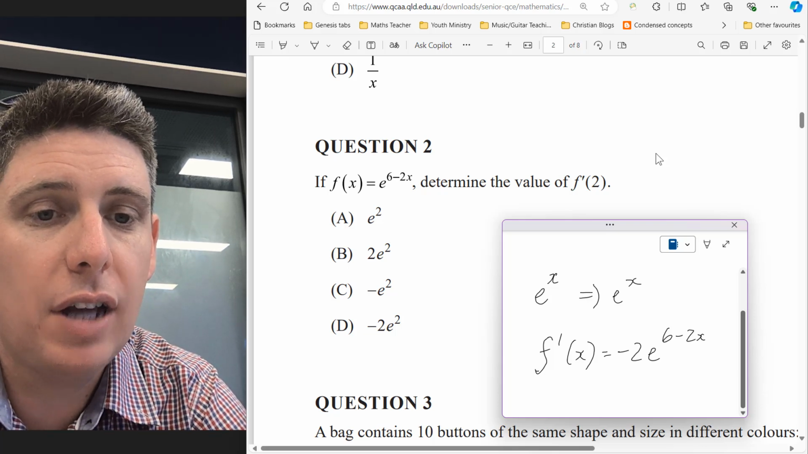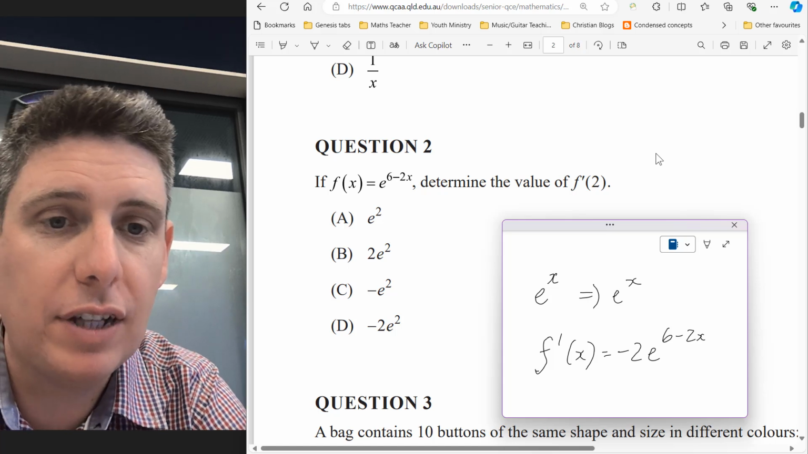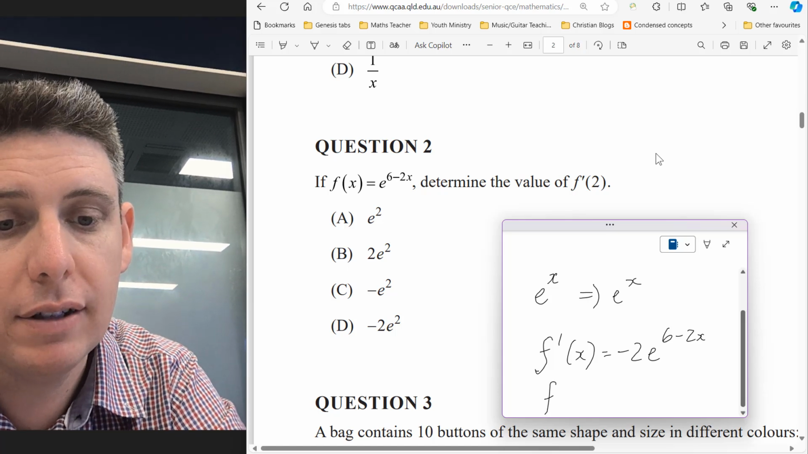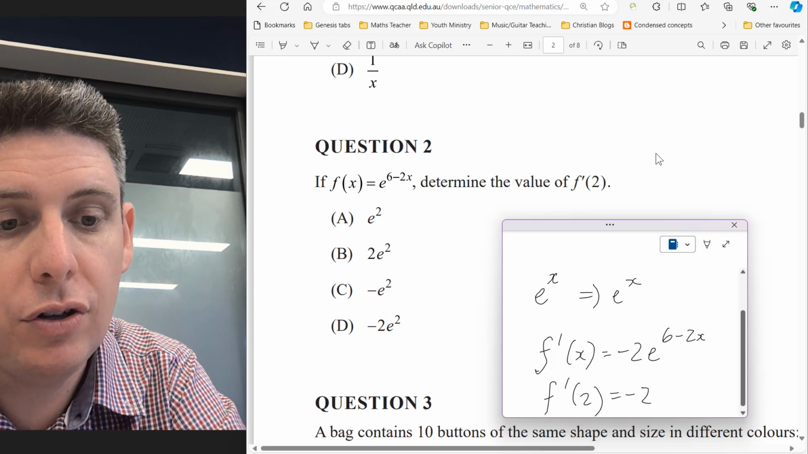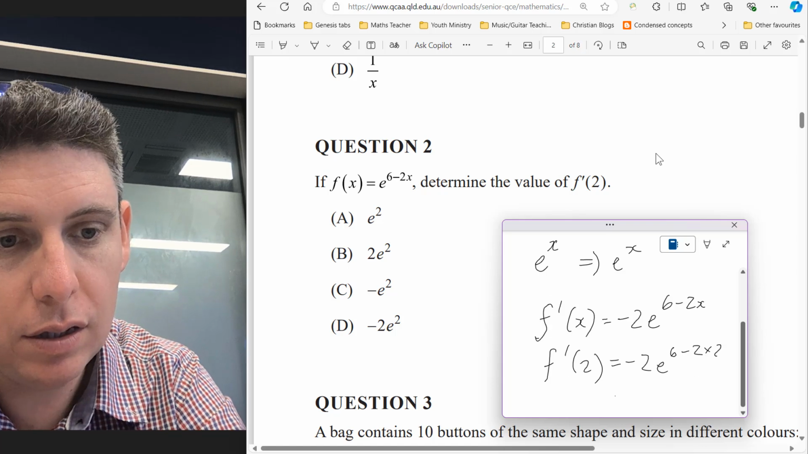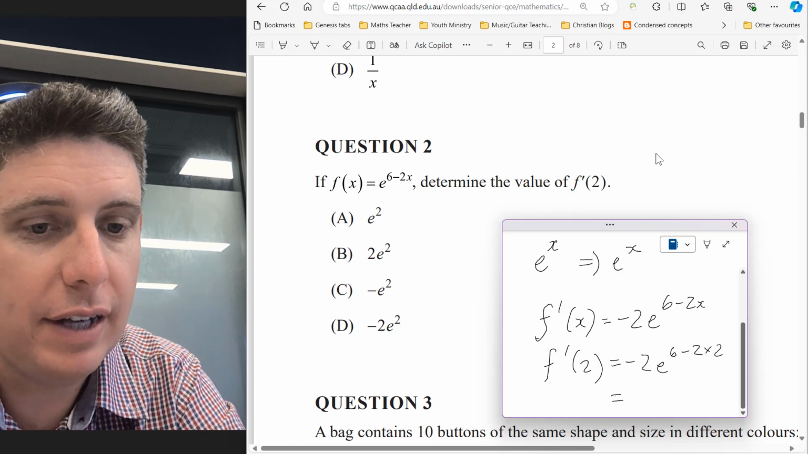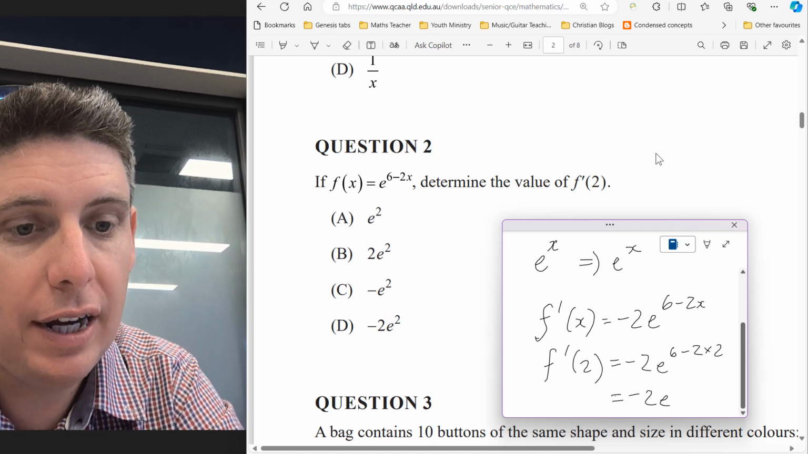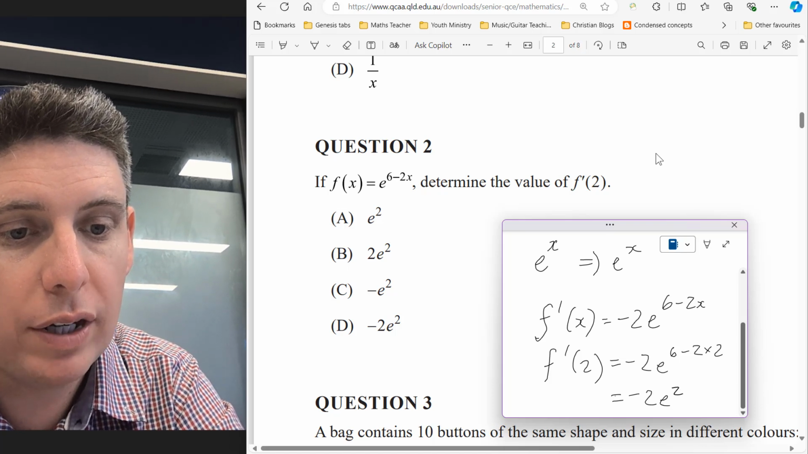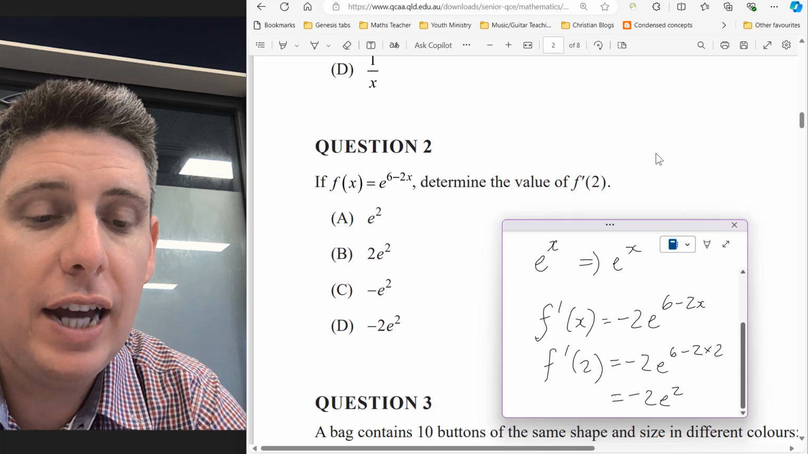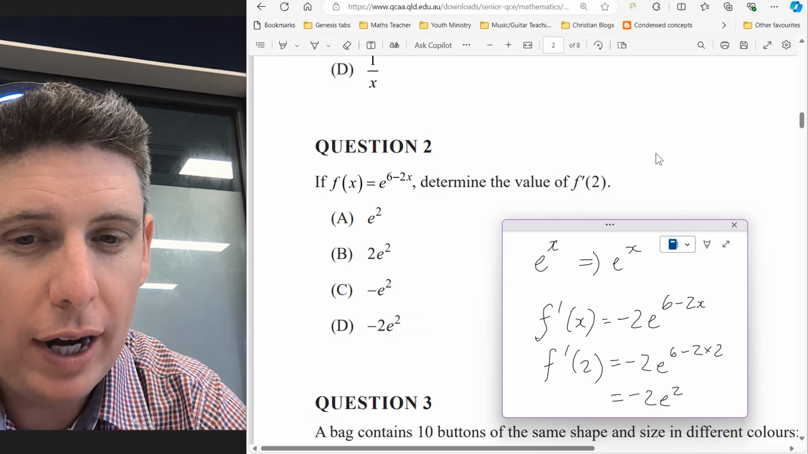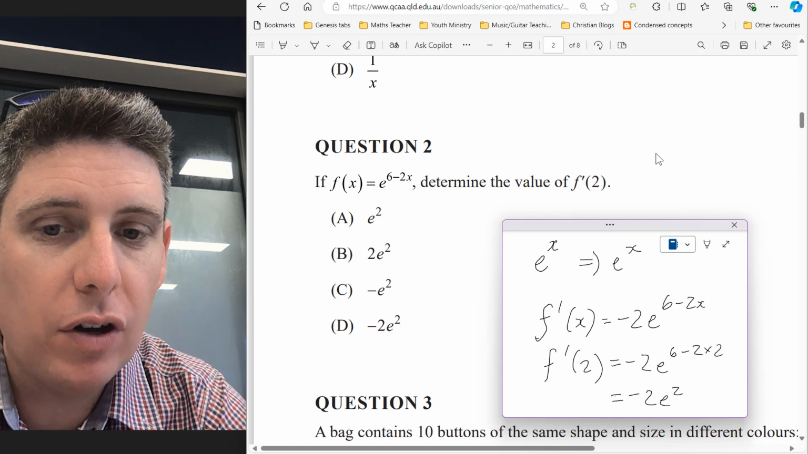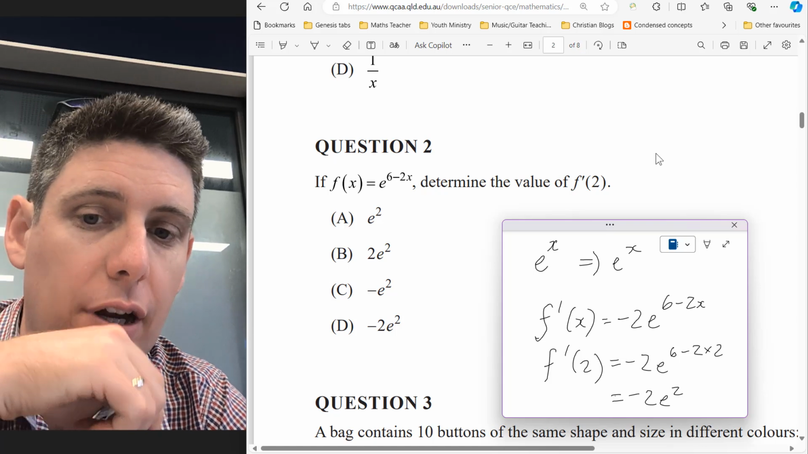Now it's asking us to sub in 2, that's what f dash 2 means. So if you sub in 2 instead of x, you get, so this is equal to negative 2 e, 6 minus 4 is 2. So the answer to question 2 is D. If you got any of the others, you may have forgotten to bring the coefficient out the front.